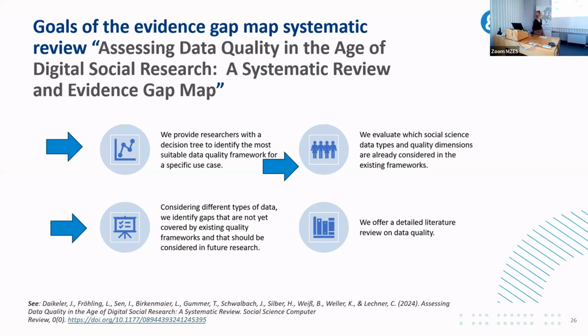The second goal of this evidence gap map was to evaluate which social science data types and quality dimensions are already considered in these frameworks. This depicts the general gap view. We really wanted to make the point: what data quality frameworks are out there now, in the year 2024, when we also see lots of new data types in the social sciences, for instance for sensor data, text data, image data, video data? Are there some out there or not? This takes the gap view into account.